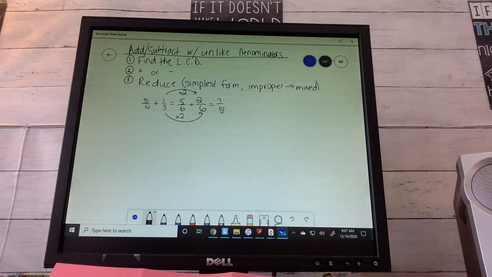And step 3 is to reduce. Found a common denominator. We added. We now have an improper fraction. What do we need to do with that improper fraction? Devin, help me out.